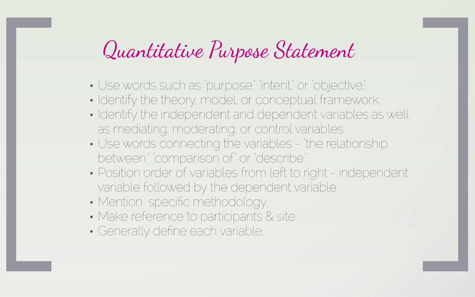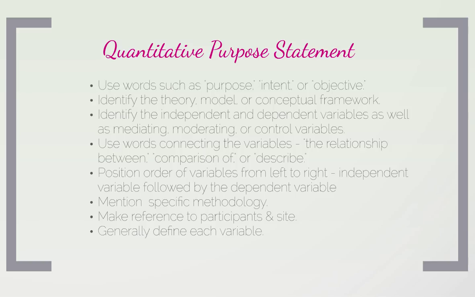In quantitative purpose statements, you're more direct, more close-ended, and you're using words like the purpose of the study, the intent, our objective, our desired outcome of the study is to do this, or this. Whereas in qualitative research, it's more open. We want to discover this. This is more, here's our objective, and we want this goal by the end of the time we're done.